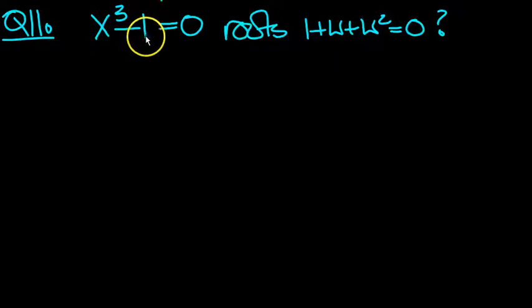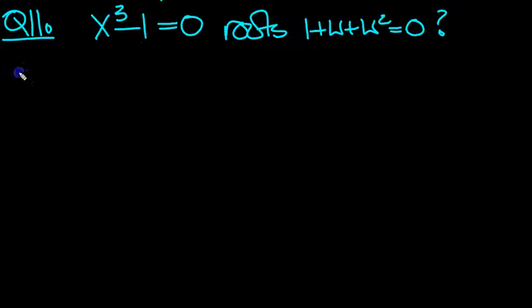x cubed minus 1, and we need to show that the roots of this cubic equation are such that 1 plus omega squared equals 0, or we could say w, could we? 1 plus w squared equals 0. So let's have a look at that then.